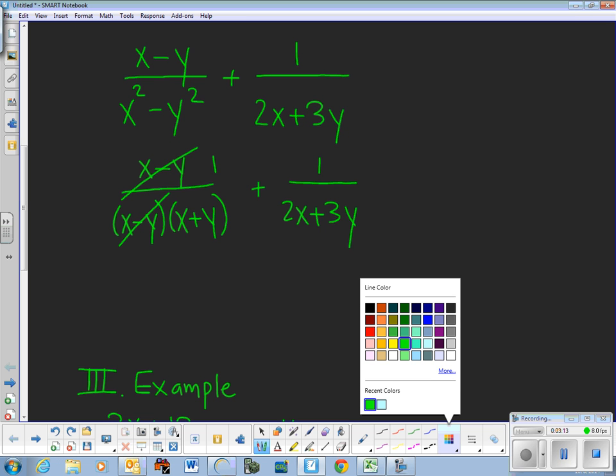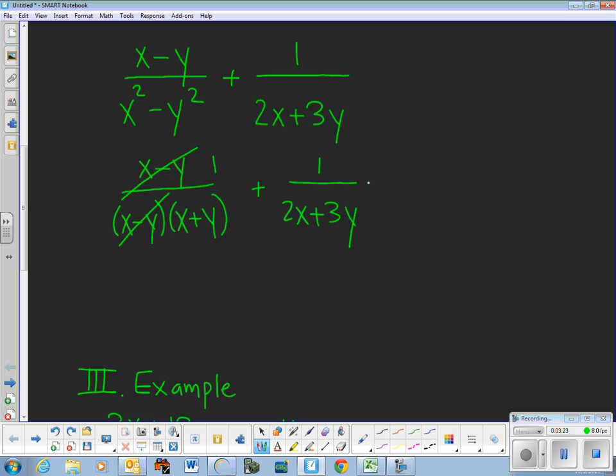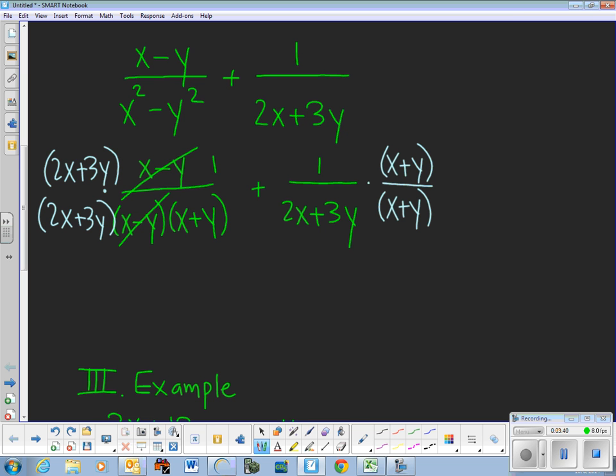Again, the theme of the day, common denominators. In this case, the common denominator is just the product of the two denominators. So the fraction on the right needs to be multiplied by x plus y on the bottom. That's fine. Just multiply it by x plus y on top. Over here, 2x plus 3y, top and bottom. Okay, just like we did with our fractions a minute ago.